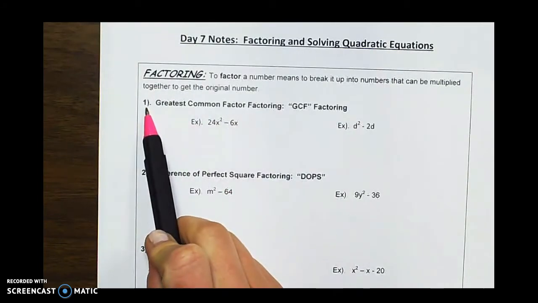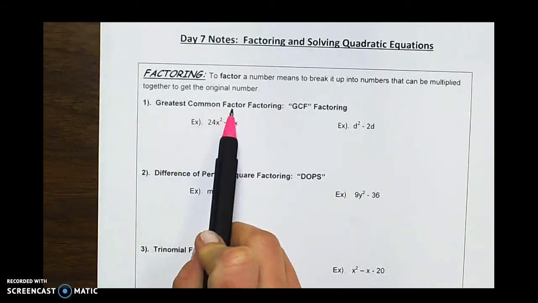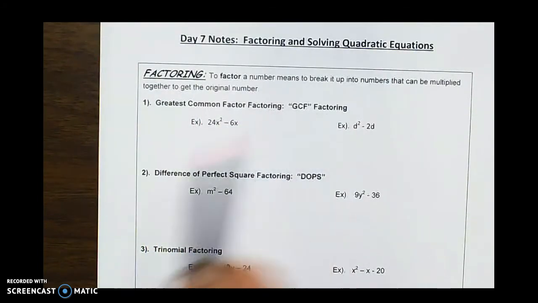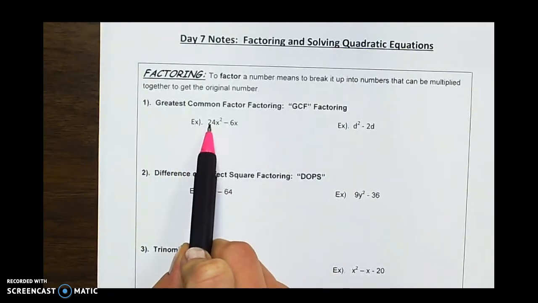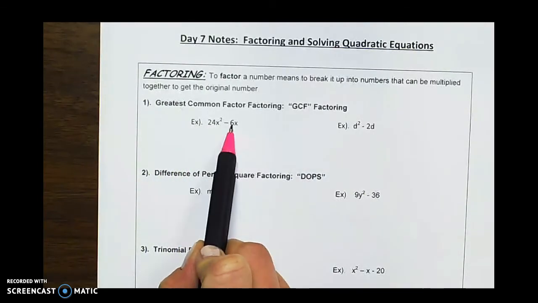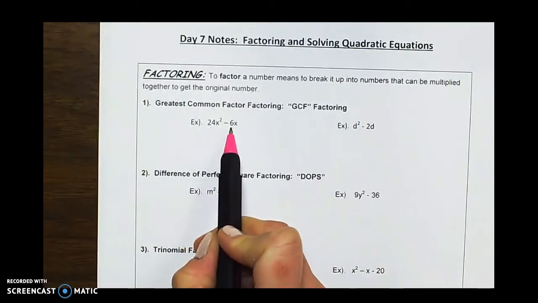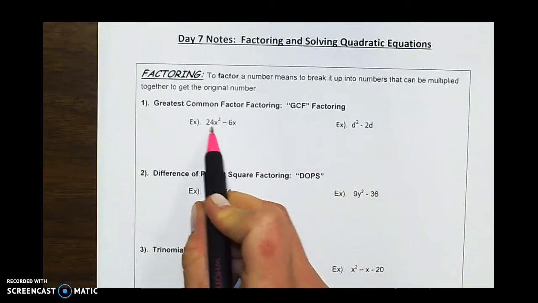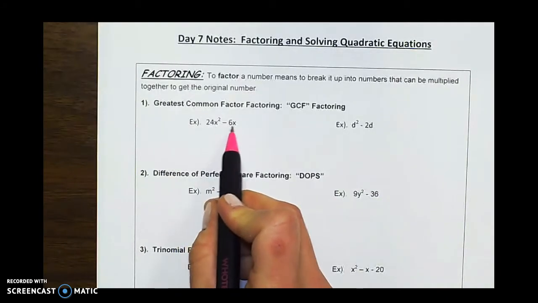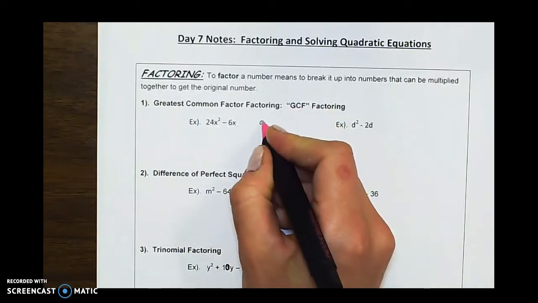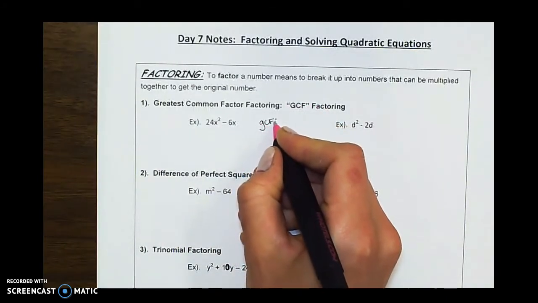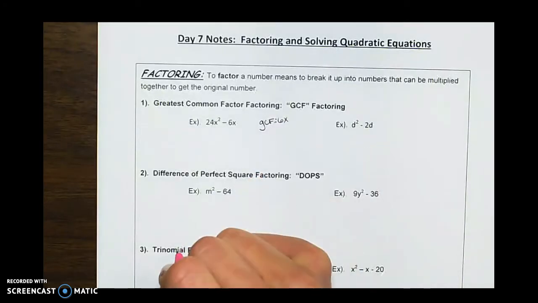So our first way of factoring is what we call greatest common factor factoring, GCF factoring. What we're going to do is look at the terms in our expression and think, is there a number or a letter that goes into both of these? Well, 24 and 6, 6 divides into both of those. And if I look carefully, they both have an x. So that means our GCF is 6x.